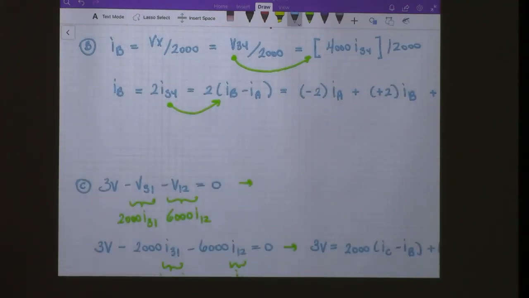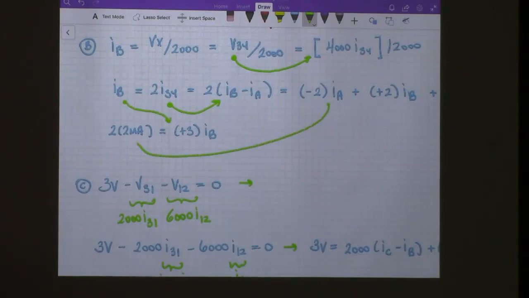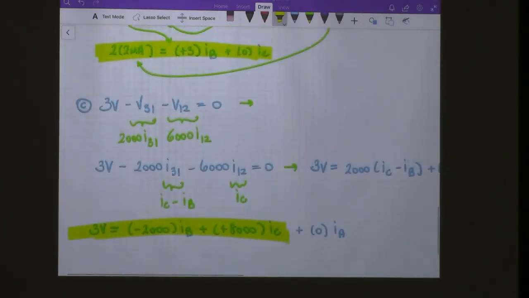When we do the final version of this, I am going to move IA to the other side. So we'll end up with 2 times 2 milliamps is equal to, and then what we'll end up with is positive 3 times IB, right? This will be moving over here, and this will be moving over there, and this is the actual equation that we need to use.